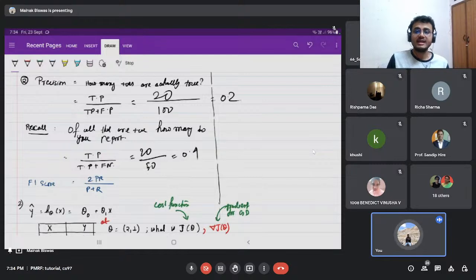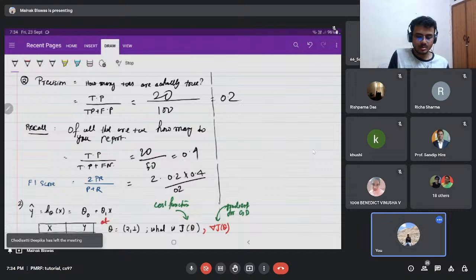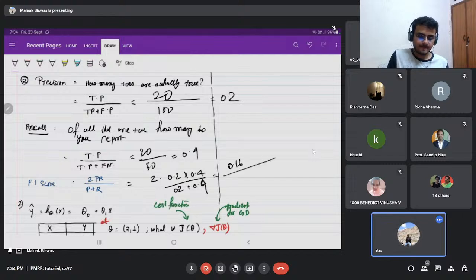So how do I club these two? That is known as the F1 score. You take a harmonic mean of these. So 2 into 0.2 into 0.4 by 0.2 plus 0.4. That is equal to 0.16 by 0.6. This is 16 by 60. So you divide by 4, which gives 4 by 15. This is your F1 score.